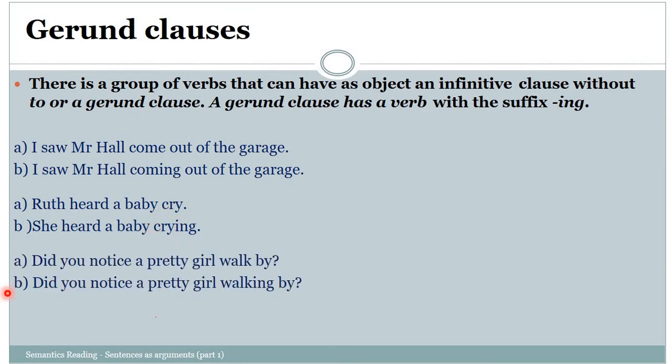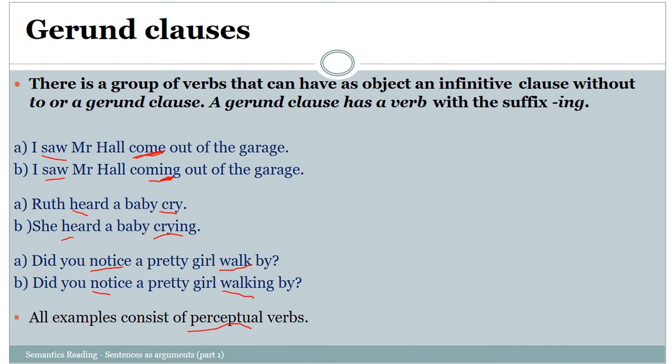So they are the same. Did you notice a pretty girl walk by? Did you notice a pretty girl walking by? Both are the same, but in A is the infinitive verb, and in the second one is the gerund, the -ing formed verb. All these examples consist of perceptual verbs. Here, the verbs see and notice are examples of perceptual verbs, and these verbs can be followed by a gerund, like coming, or an infinitive, like come. See can be followed as a complement with an infinitive or gerund, and notice might be followed with the infinitive walk or the gerund walking. These are the examples of perceptual verbs.